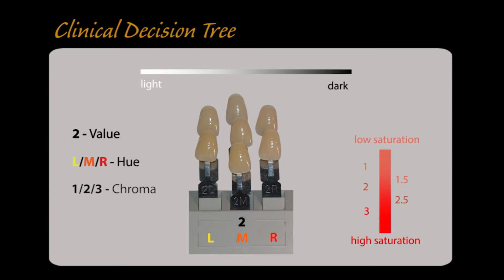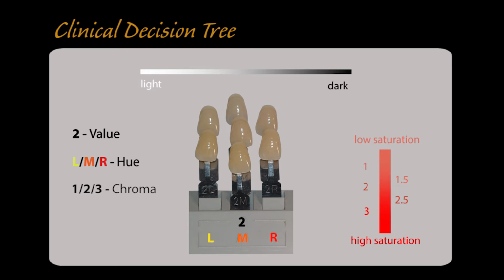Then the middle shade tab is the 2M. Now there's a 2M1, a 2M2, and a 2M3. All of those have M's in them, and what's consistent about M is they are on the orange hue side. Then the shade tab to the right is a 2R. There's a 2R1.5 and a 2R2.5. The R is again consistent. The R has more of a reddish hue in those shade tabs.